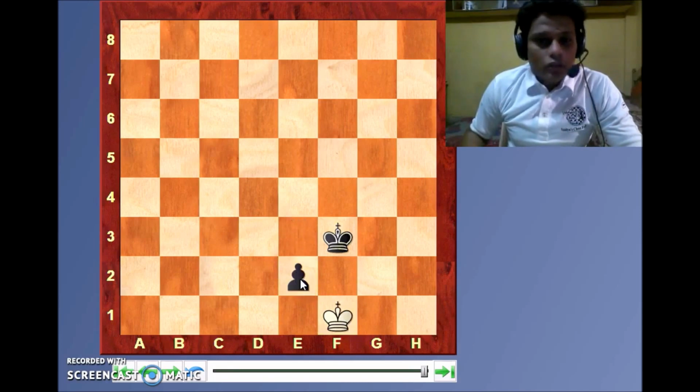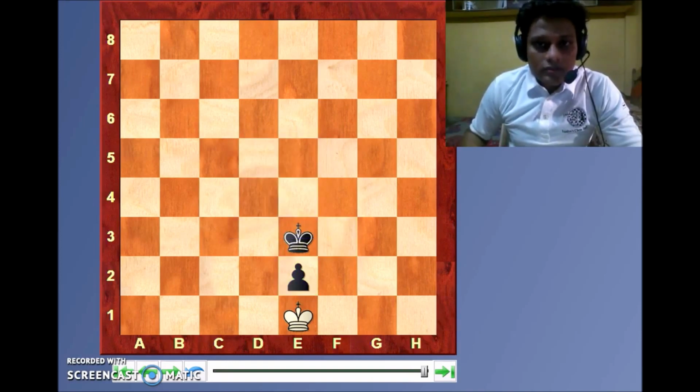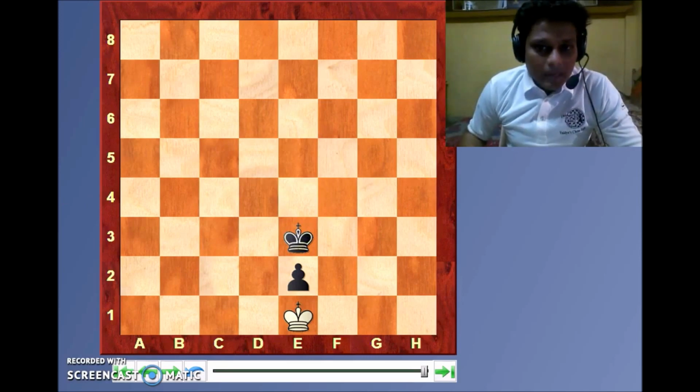Black can try giving you a check one final time. You come back to the square which is ahead of the pawn, and the only move here for the black king to maintain the support is king to e3, and as you can see the computer has already suggested it is stalemate. Now why is it stalemate?